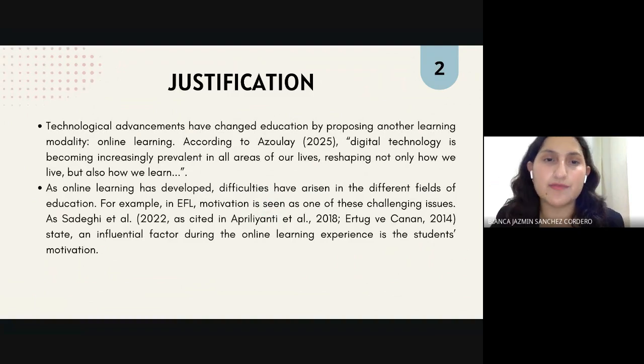Then for the justification. It's necessary to consider that technological advancements have completely changed education, and they have proposed different learning modalities, such as online learning. And digital technology is becoming more prevalent in all areas of our life, so it has not only changed how we live, but also how we learn. And as online learning has developed, certain difficulties have arisen as well in the different fields of education. In the case of EFL, motivation is seen as one of these challenging issues.